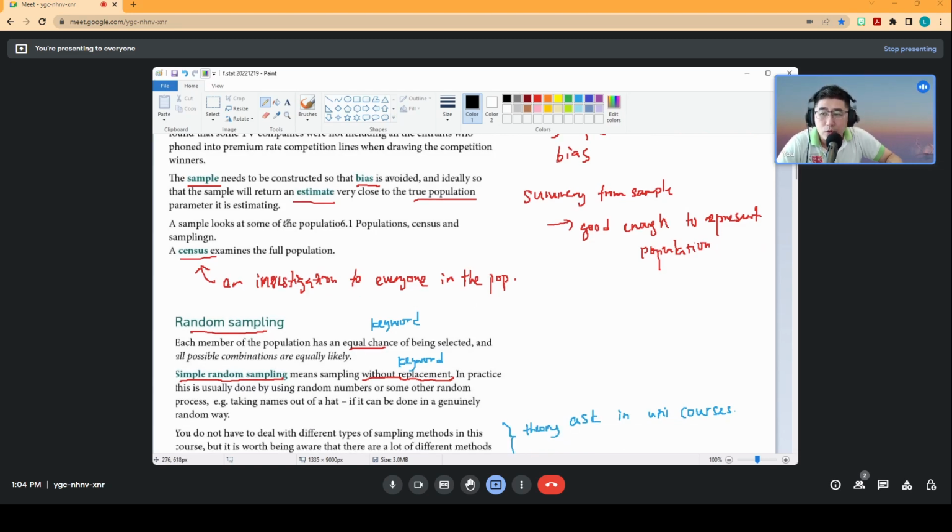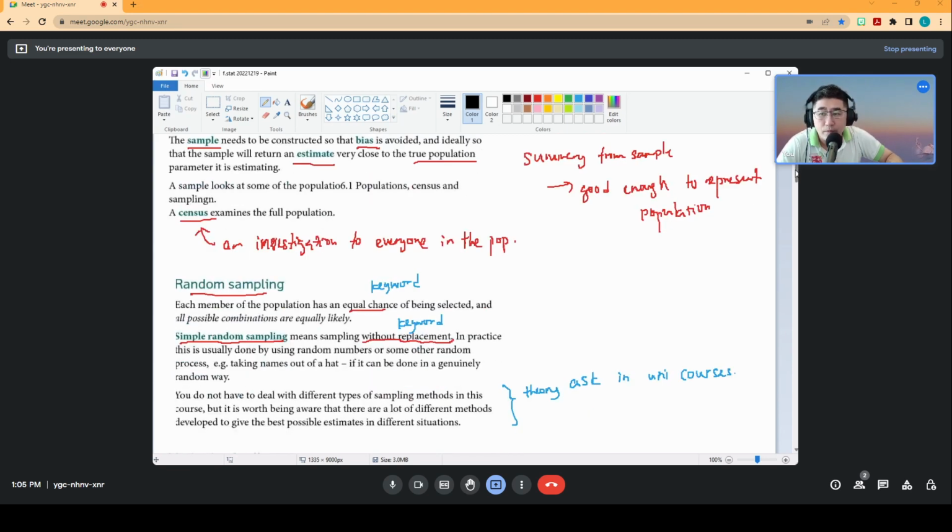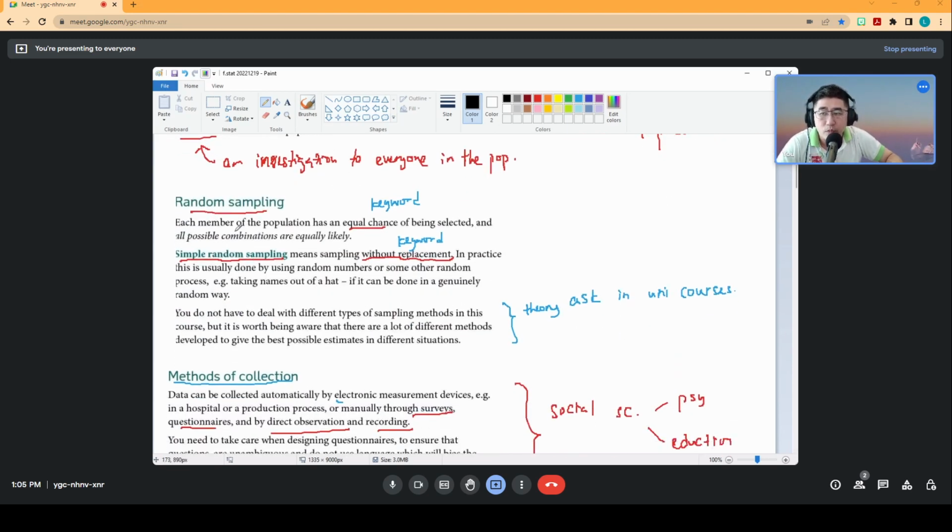The sample looks at some of the population. Okay, there's census. Census means examining the full population, an investigation of everyone in the population. Okay, that's what we call a census. Then random sampling. Okay, random sampling, the definition here says each member of the population has an equal chance of being selected, that's the keyword, and all possible combinations are equally likely. And simple random sampling means sampling without replacement. Okay, without replacement is a keyword. Okay, in practice it is usually done by using random numbers or some other random process.